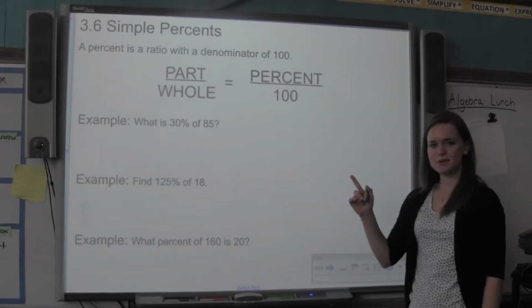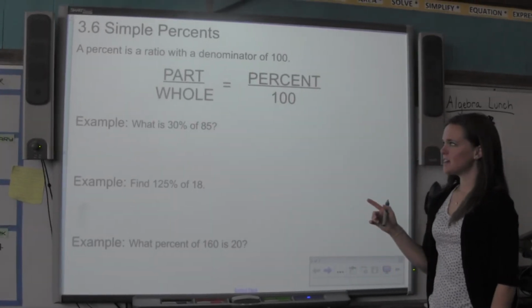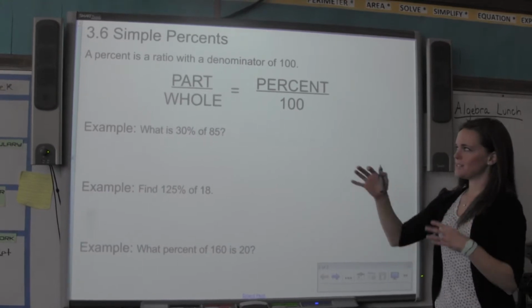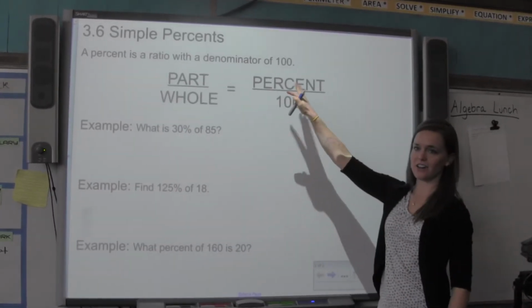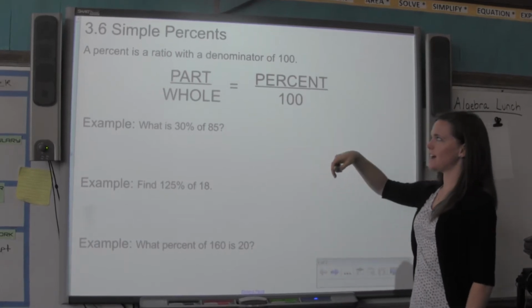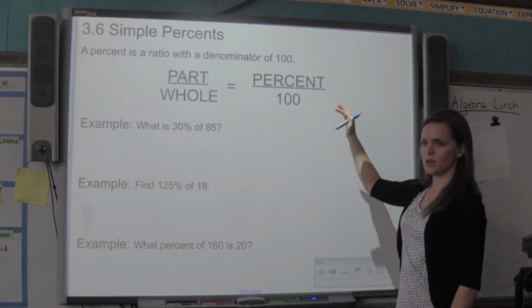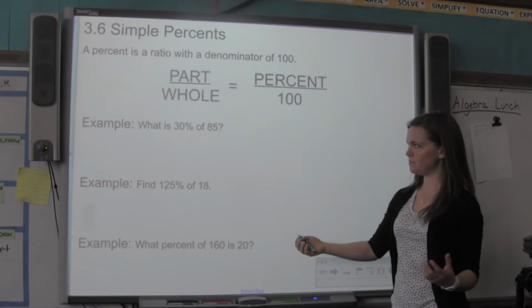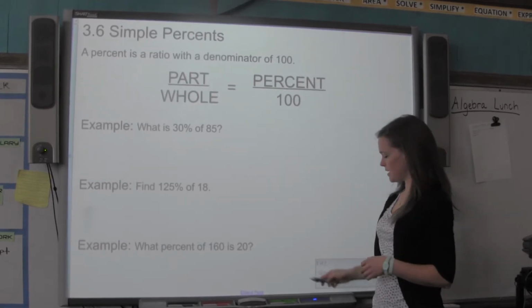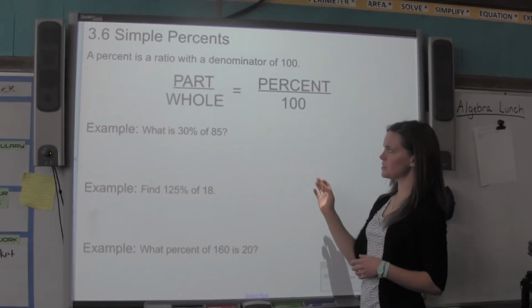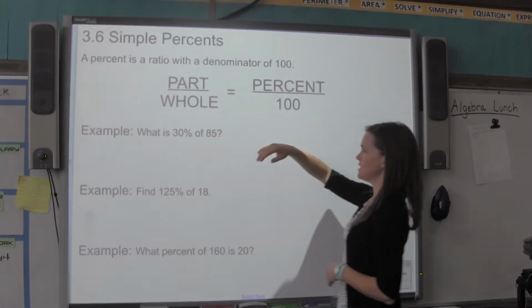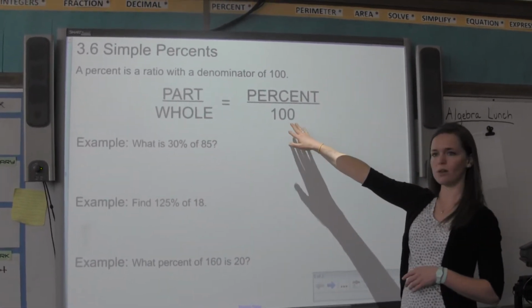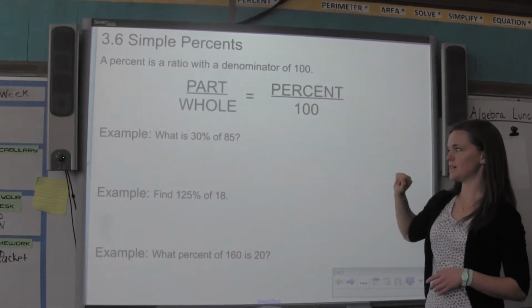All right, so this is 3.6 simple percents. So we're talking about percents, and all a percent is a ratio with a denominator of 100. You can also think of it as a fraction with 100 pieces in the whole. So when we talk about percents, we are always talking about a part compared to a whole. And so we have our percent compared to our whole of 100 when we're talking about percents.